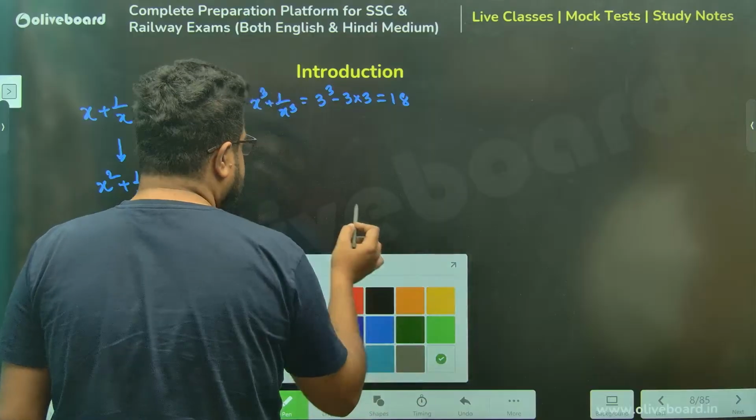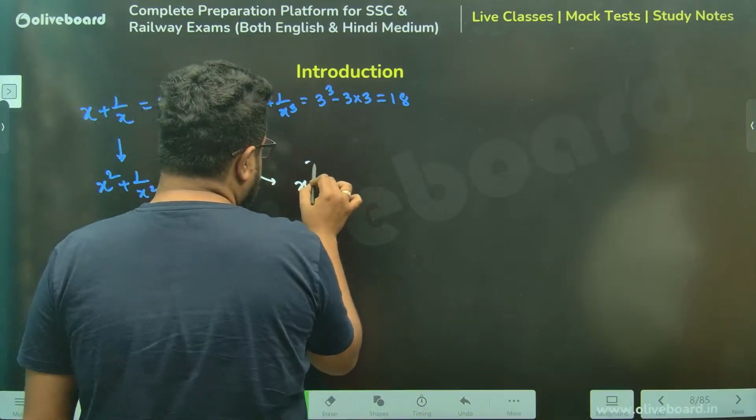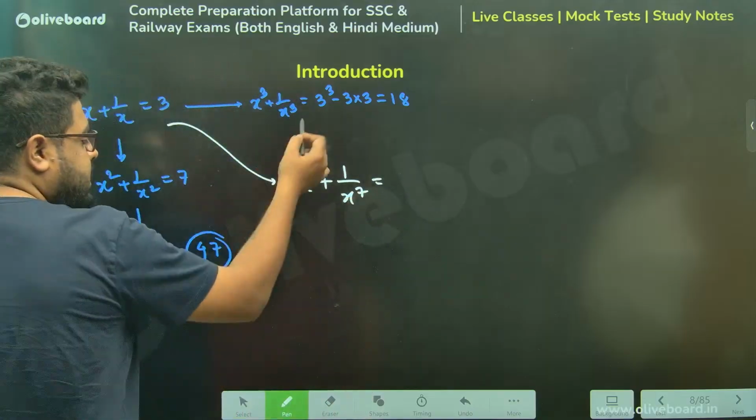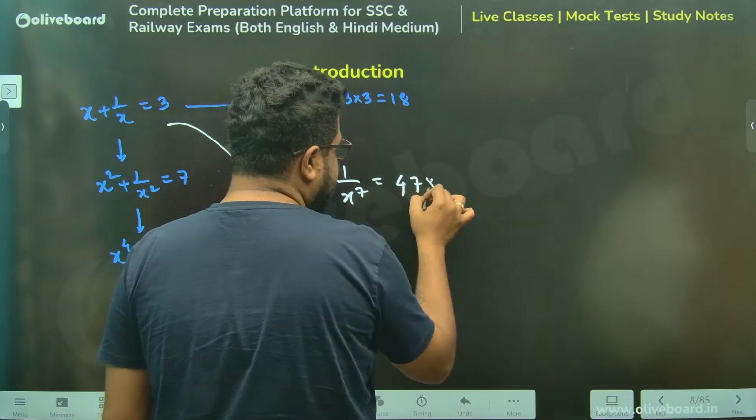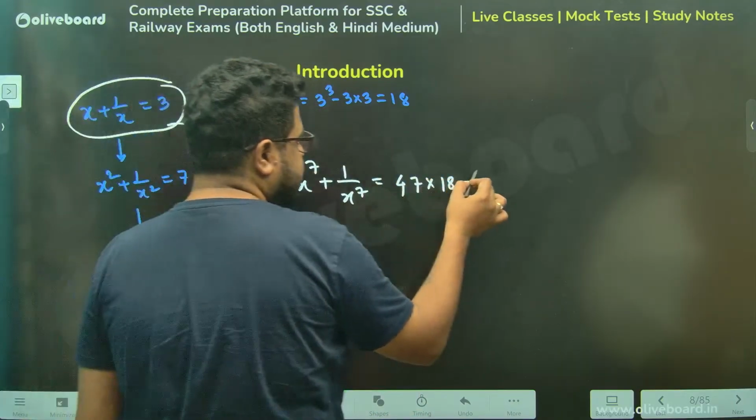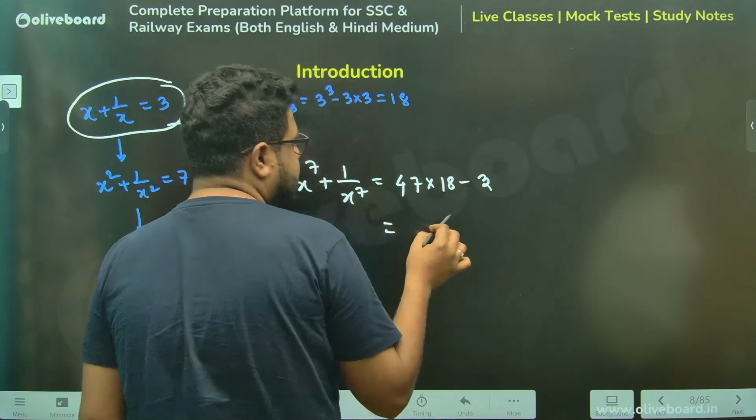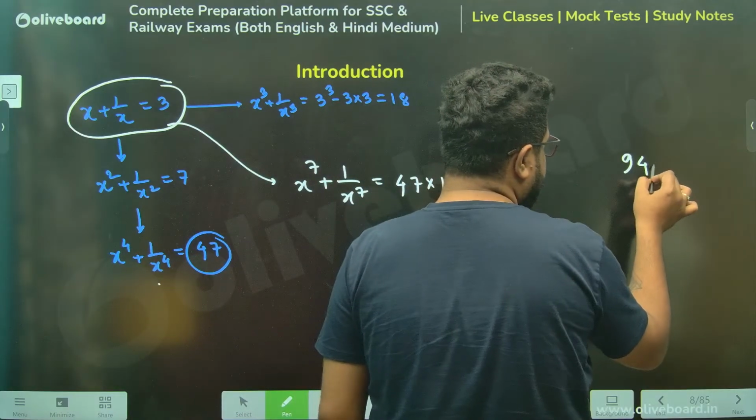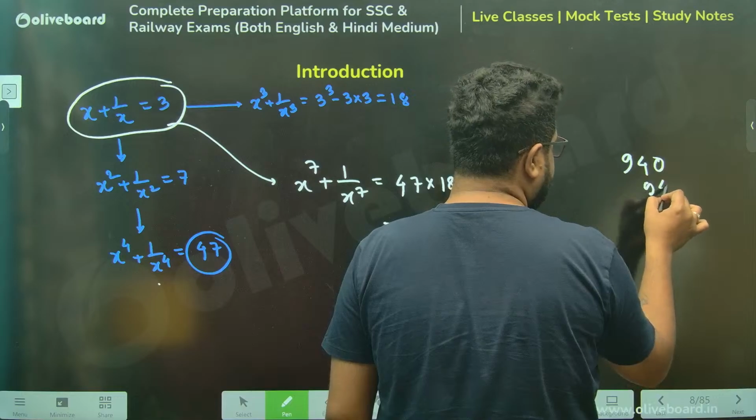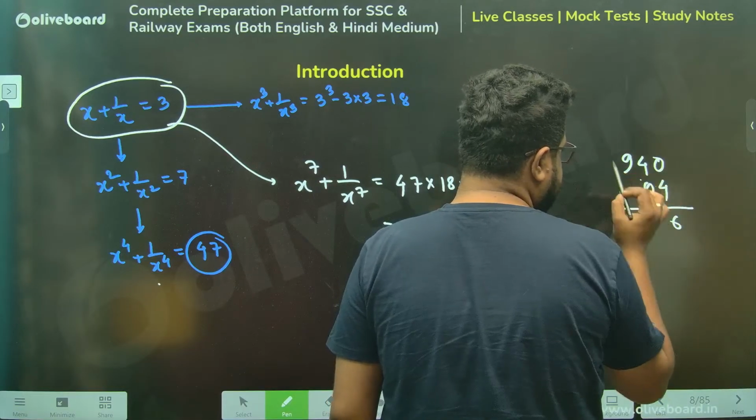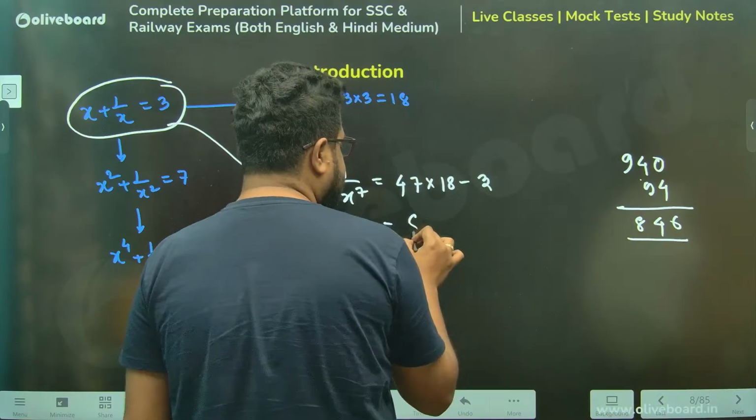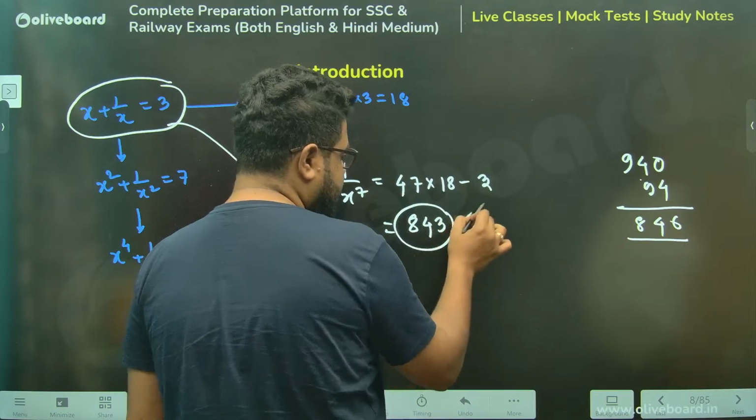So, if we know all this, then again, to the power 7, that will be, sir, 4 plus 3, meaning 47 times 18 minus x plus 1 by x, which is 3, sir. So 47 twos are 94, sorry, 940, minus 94. This is 6 here, this is 10 here, 4 here, 8 here. 846 minus 3, 843 will be your correct answer.